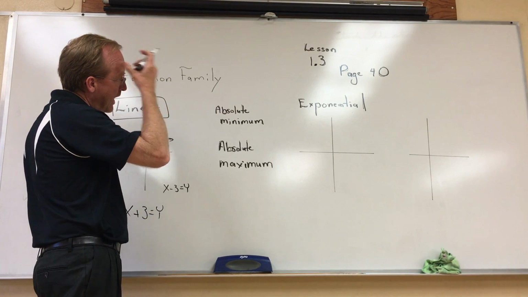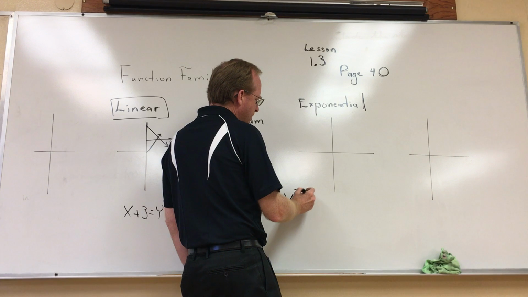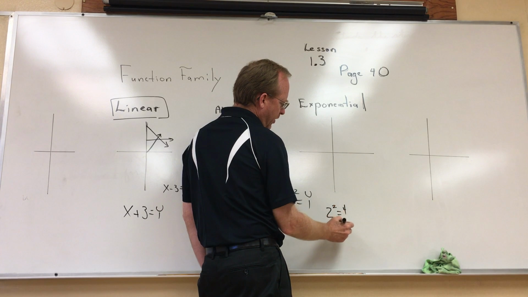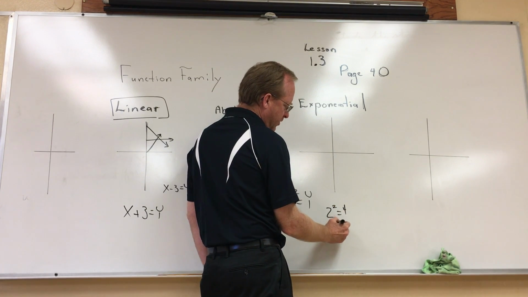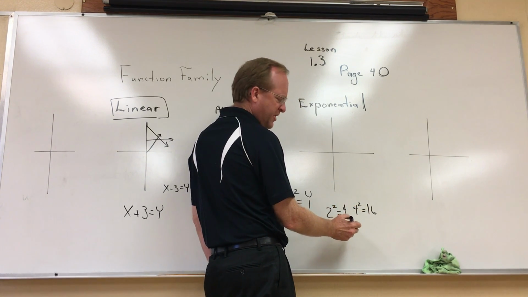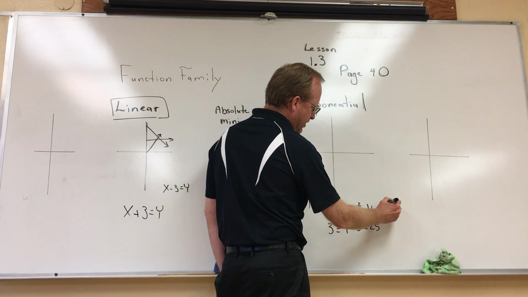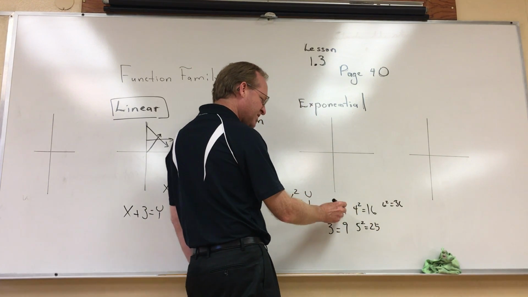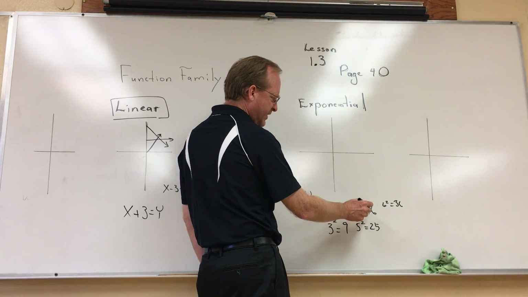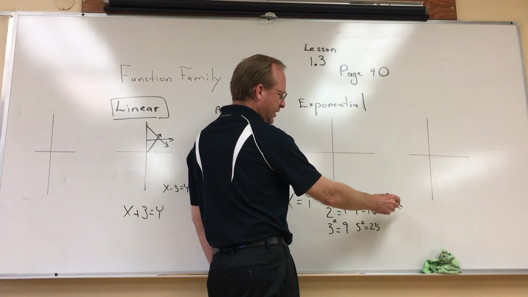Now, an exponential function, that's a little different animal. Let's say, for example, I have x squared equals y. So let's put in a number 2. 2 squared is equal to 4. Let's go 3. 3 squared is equal to 9. 4 squared is equal to 16. You can see this is coming up pretty quickly. 5 squared is equal to 25. 6 squared, 36. So it's not the same every time. You can see it went up 5, it went up 7, it went up 9, it went up 11.